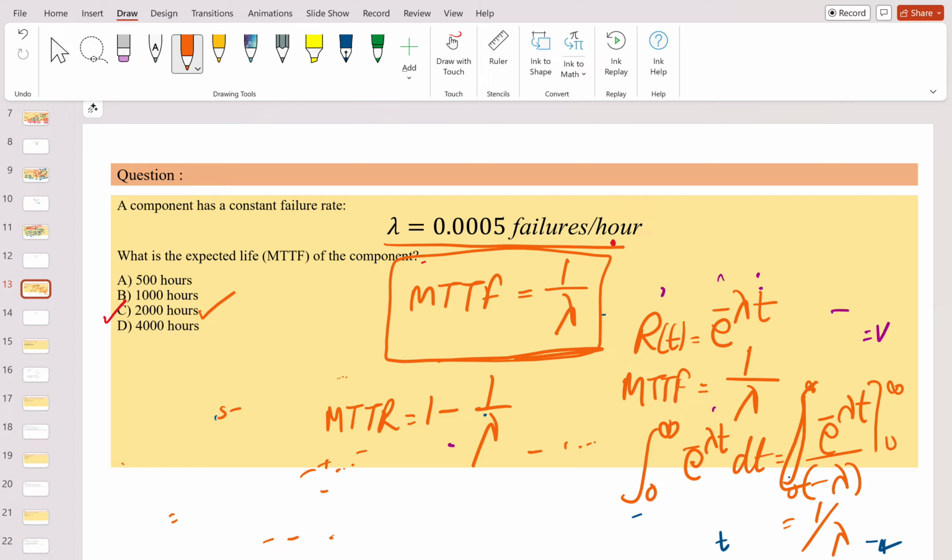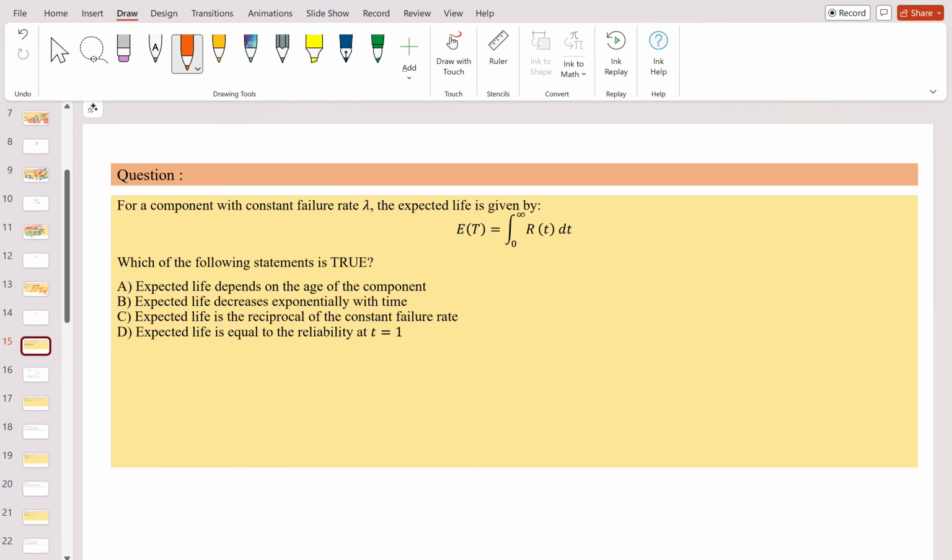So you got what is the MTTF, what is the MTTR, what is the MTBF. Just remember this formula, 1 upon lambda. Let's move forward. Try to solve this. In this problem, it is saying for a component with a constant failure rate lambda, expected life is given like this. Which of the four statements given is actually correct? Just let me know.